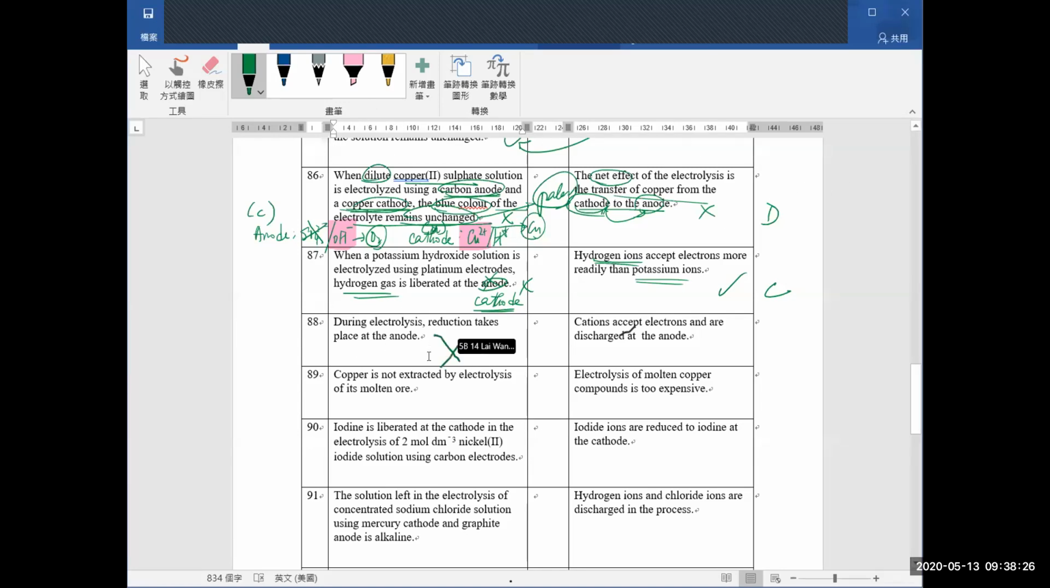88. Reduction takes place at the cathode, and oxidation takes place at the anode, right? This time, cations accept electrons and are discharged at the cathode, right? Or you're going to do it the opposite way.